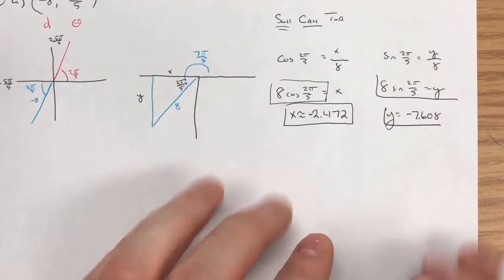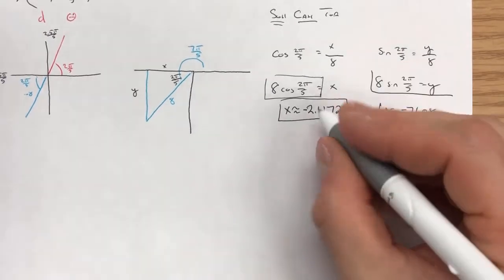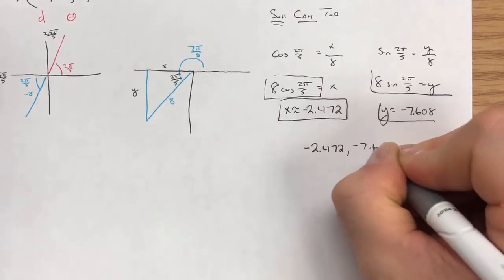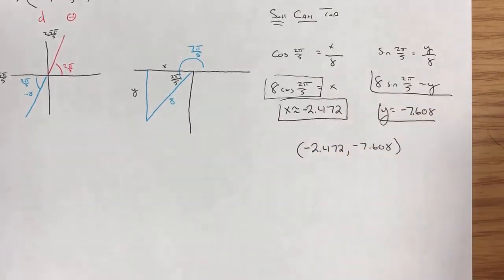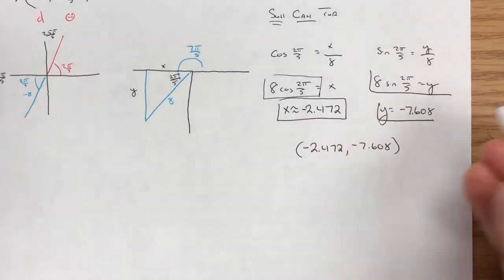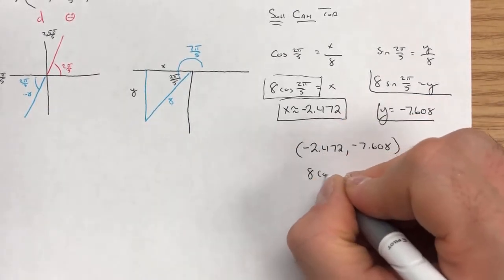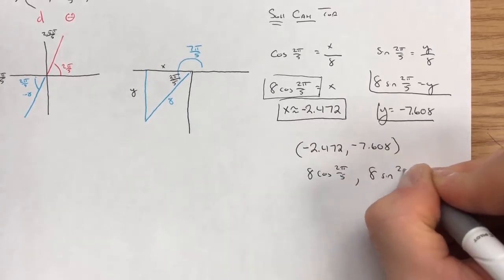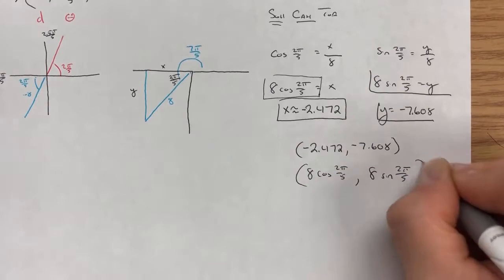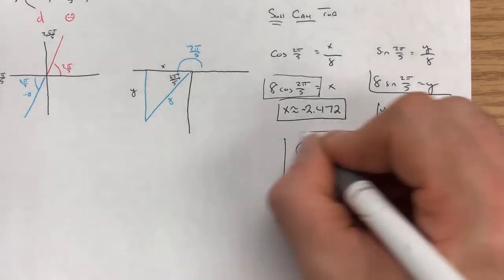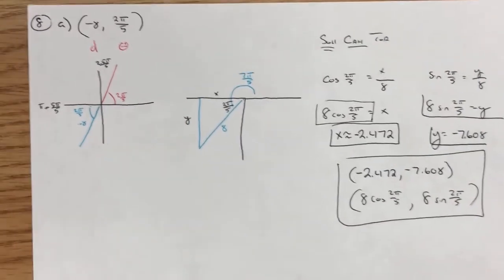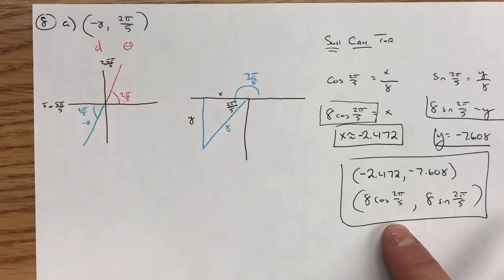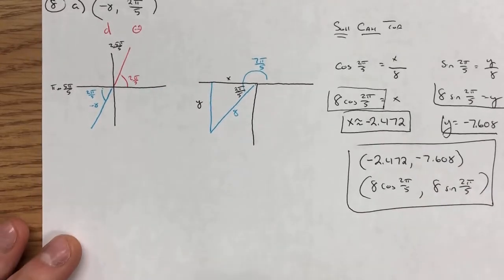So my answer, if I want rounded units, would be negative 2.472, comma, negative 7.608. If I wanted exact units, no rounding, I would say 8 cosine of 2 pi over 5, comma, 8 sine of 2 pi over 5. There we go. So that's A, converting polar coordinates into rectangular coordinates, simply finding the sides of that new triangle. So that's A.